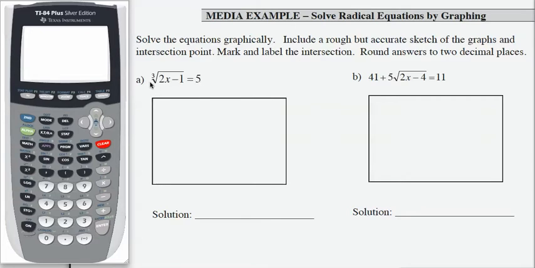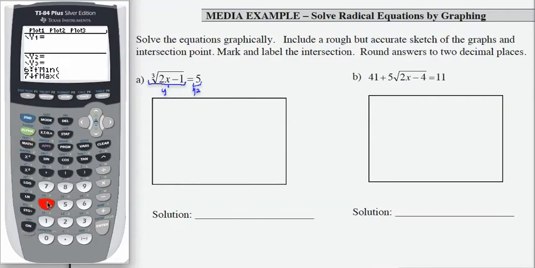So if I'm going to use the graphing method, then I'm going to use y1 as the left-hand side and y2 as the right-hand side. So if I go into my y equals, I'm going to clear out whatever is there. In this case, I need a cube root function, which is item 4 in the math menu, 2x minus 1, and then move my arrow to end the radical, go down to y2 and enter 5.